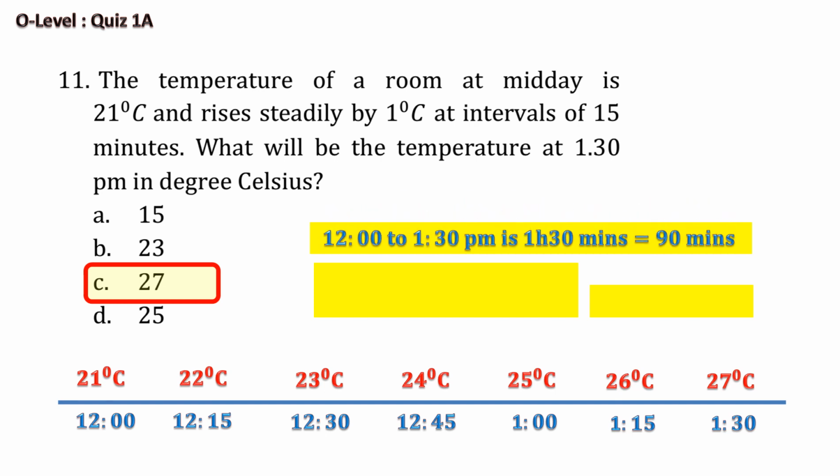Equally, we can do it this way. From 12 noon to 1:30 p.m., it is 1 hour 30 minutes, and this corresponds to 90 minutes. This 90 minutes, when divided by the 15, gives us 6 intervals. And when we add the 6 degrees to 21, it gives us 27 degrees Celsius.